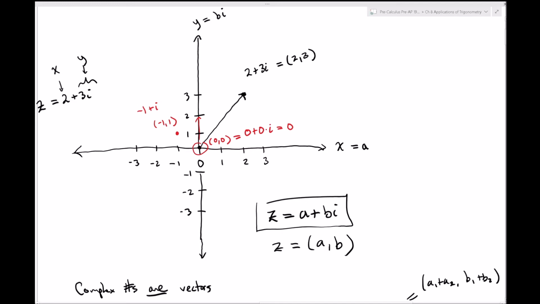What about numbers that are on the x-axis? Let's say this number over here. That's literally just -3 plus 0i, which is just -3. Numbers that are on the x-axis are purely real numbers, non-imaginary. Let's flip that. Let's say I take a number on the y-axis only. If it's on the y-axis, the x-coordinate is 0, the y-coordinate is -2, so that's 0 minus 2i, which boils down to -2i. Purely imaginary, no real part. So the real part is 0, and that's a purely imaginary number.